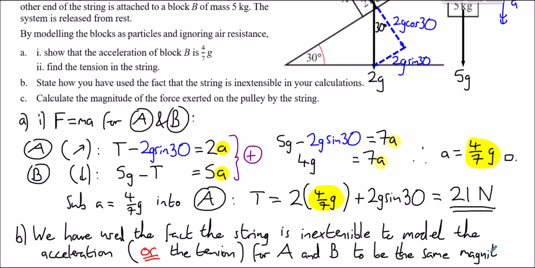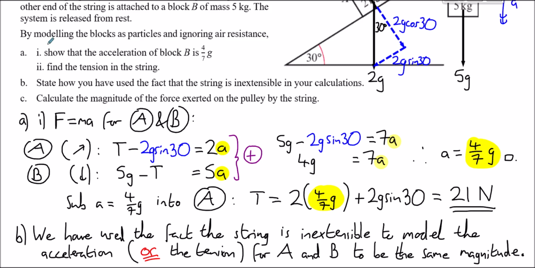If you're being a stickler, you could say the accelerations can't be the same because they're acting in different directions for A and B. So to be absolutely watertight, maybe you want to say it with the same magnitude. Tension and acceleration, one or the other, just mention that for A and B, we can model them to be the same. If we didn't model them like that, you'd have T subscript 1, then T subscript 2, which would be a nightmare to solve. You'd have more unknowns and not enough information.